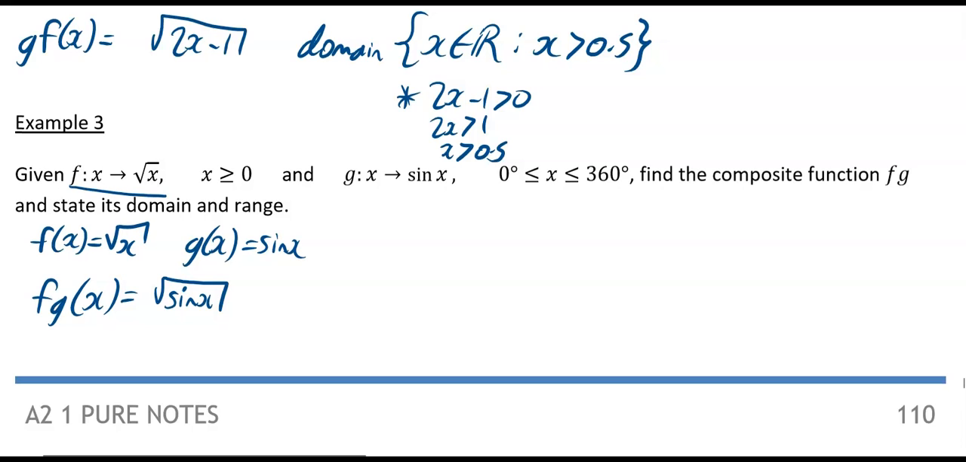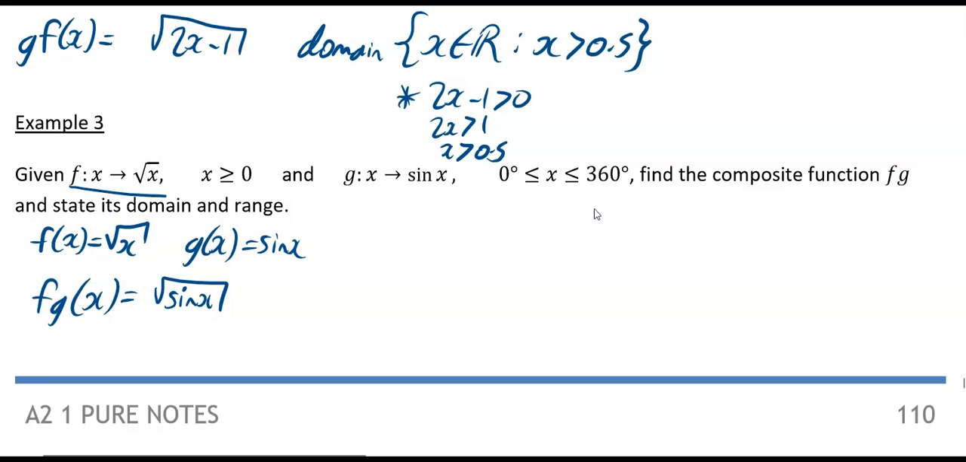Okay, we're going to have to look then at the domain and the range for this and see how we get on. Your g function we had to do first, remember, and its domain was 0 to 360 degrees. But let's have a think about this. Sine of an angle between 0 and 90 is positive, and you can have the square root of a positive, that's fine. Sine of an angle between 90 and 180 is positive, and that's fine. But sine of anything between 180 degrees and 360 would be negative, so we're not allowed this as our domain.